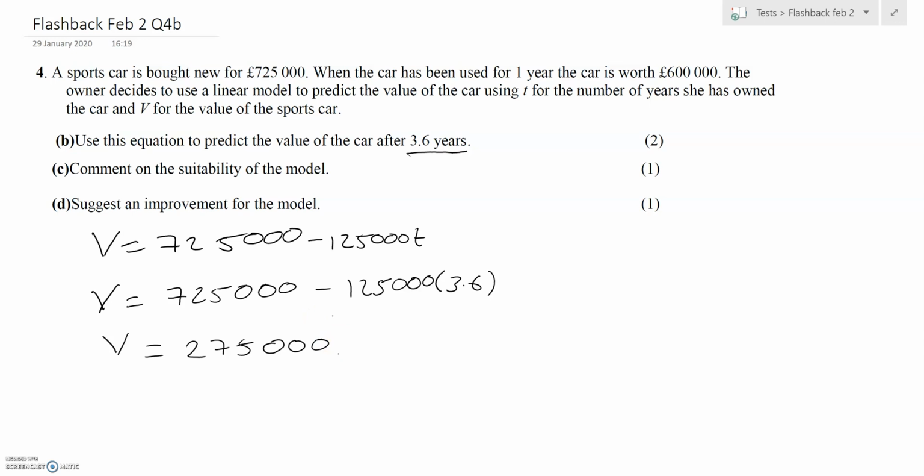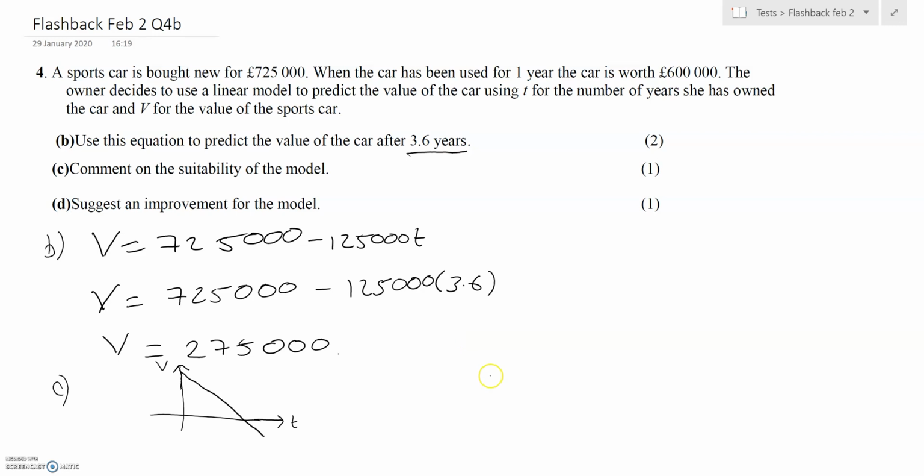Part C says comment on the suitability of the model. If we think about it, this is a straight line with a negative gradient, a positive y-intercept but negative gradient, and so eventually as T increases, this suggests that the value of the car will become negative, and we know that's not possible. So this is not suitable for large values of T.